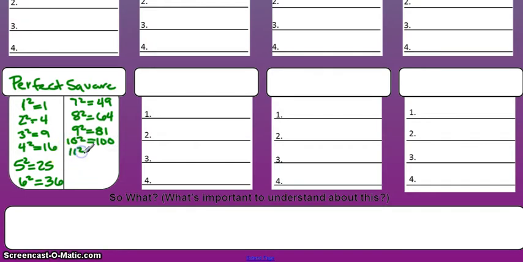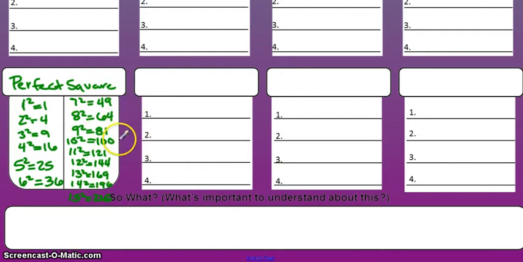11 squared, 11 times 11, which is 121. 12 squared, which is 144. 13 squared, which is equal to 169. 14 squared, which is equal to 196. You need to fit one more in there. 15 squared, which is equal to 225. These perfect squares are 1, 4, 9, 16, 25, 36, 49, 64, 81, 100, 121, 144, 169, 196, and 225. Those are what the perfect squares are, okay?